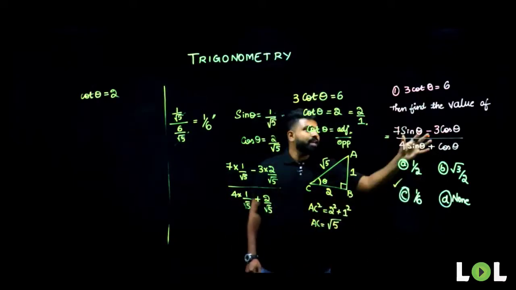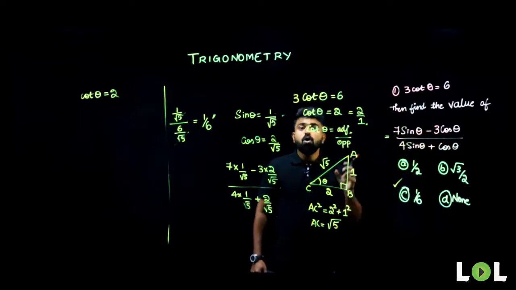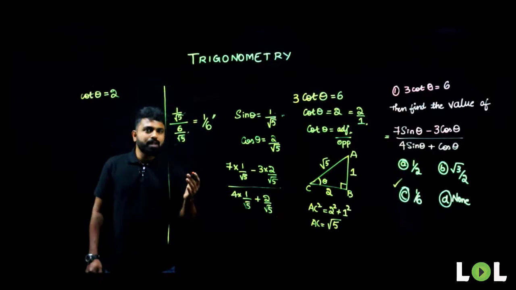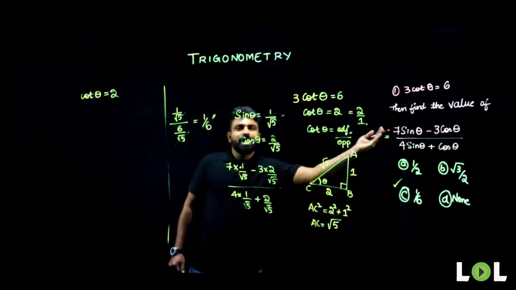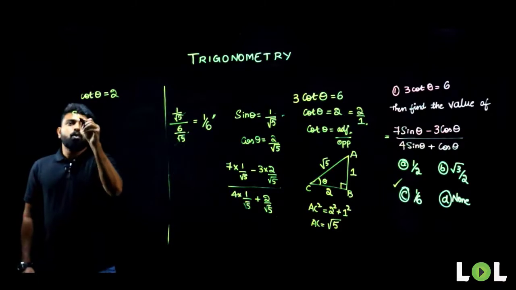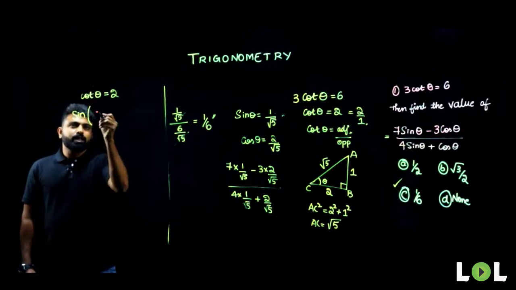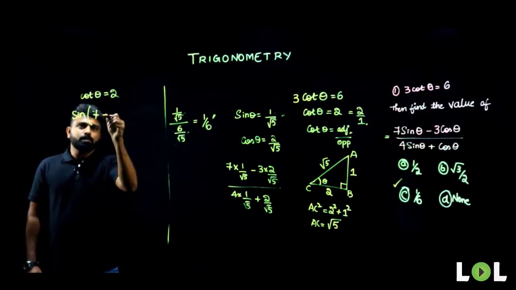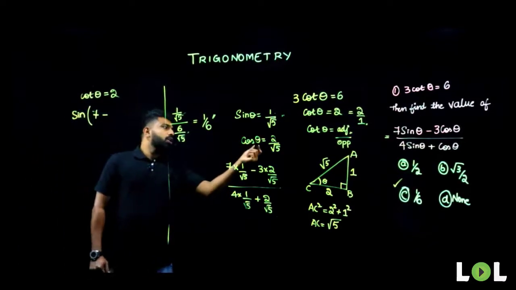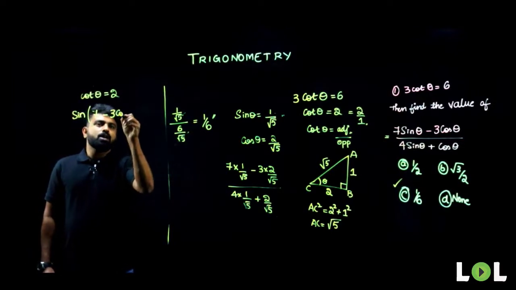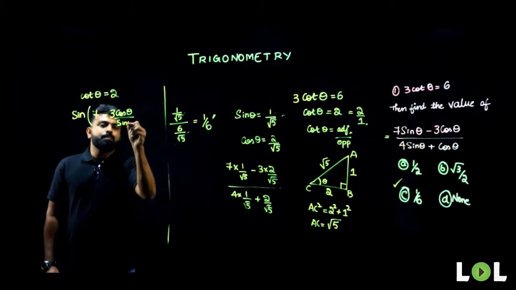So let us quickly convert all these values into cot theta because we have the value of cot theta here. How do we convert that? Let me take sine common out. So if I take sine common, what will I be left with? Here in my numerator, I'll be left with 7 minus 3 cos theta divided by sine theta.